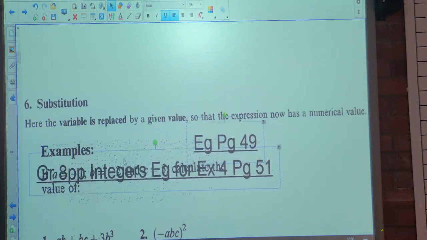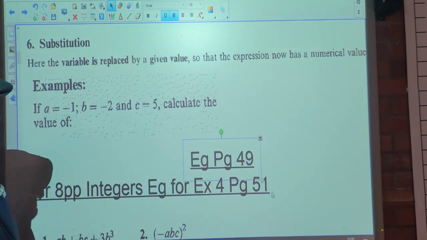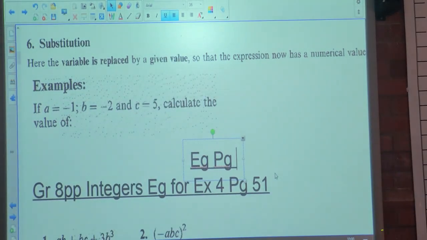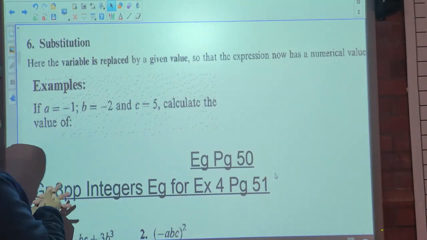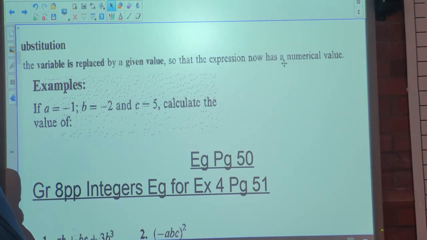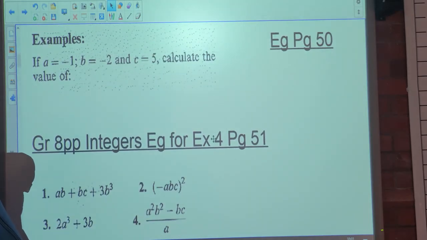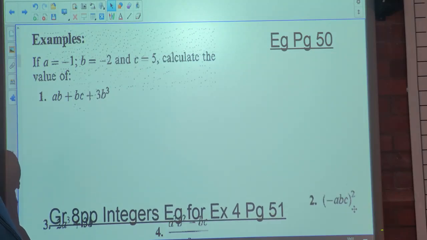People, we're on page 50. So now we're going to look at the last part, which is substitution. Here, the variables are replaced by given values, so the expression can now have a numerical value. A numerical value is a number. Here we are told that A is equal to -1, B is equal to -2, and C is equal to 5. Calculate the value of the expression.